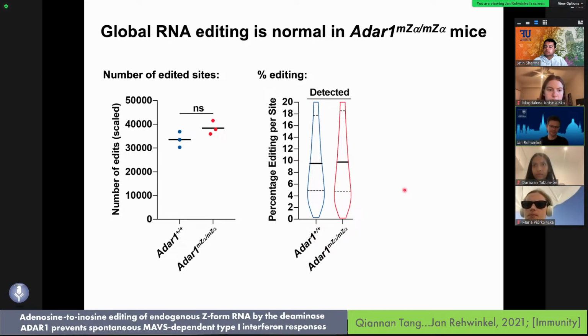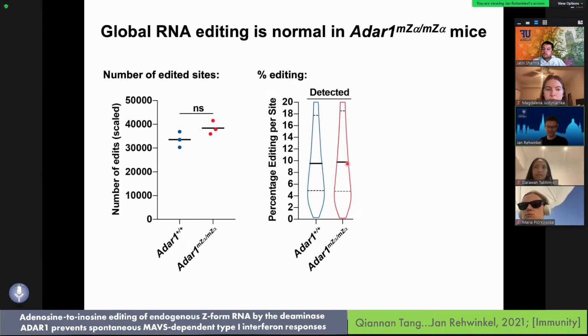And so that allowed us to computationally analyze our RNA-seq data and to see how editing might be changed in our ADAR mutant mice. And so what we found is when we looked at the number of edited sites that, with our depths of sequencing, we were able to detect, then actually, if anything, that was slightly increased, although that was not significant in the mutant mice. So it didn't seem that there was a global defect in that regard. And we also looked at the percentage of editing at each site. And so these are plots where the black line here shows the median, and then you've got the spread of the data. So you can see that some sites are really highly edited and other sites are not very highly edited. And the average is about 10%, and that was exactly the same in our mutant animals.